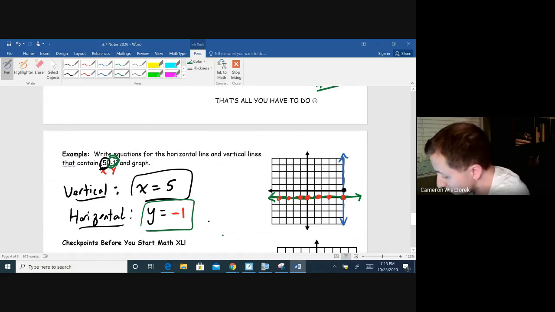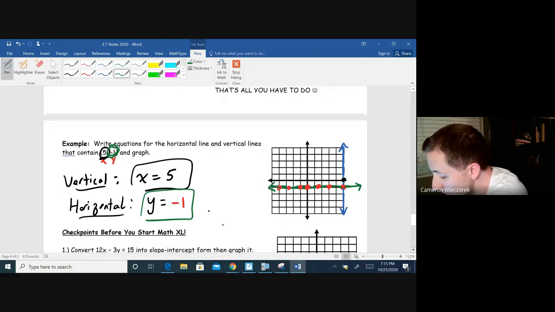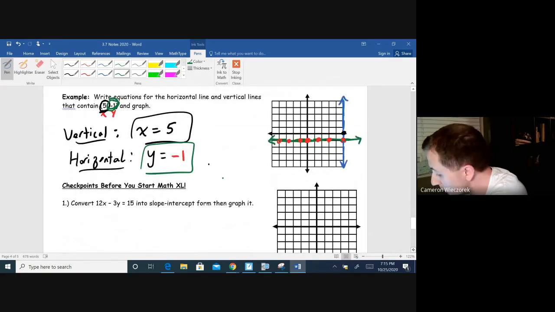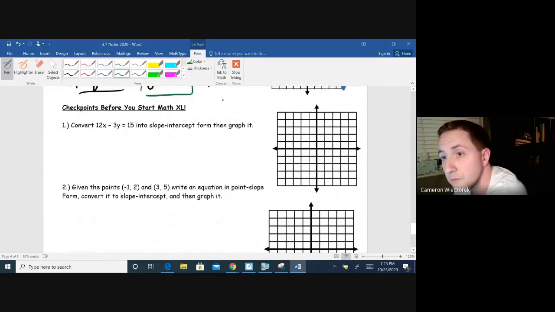Okay, so that's it. Before you start your Math Excel, I want you to do these 3 checkpoint problems. I'm going to put them on the answer key for you, and I'd like you to check that before you start Math Excel today.